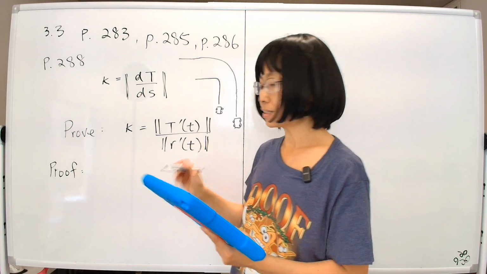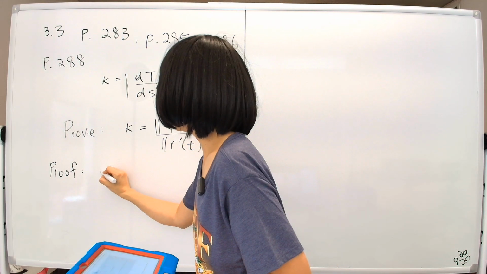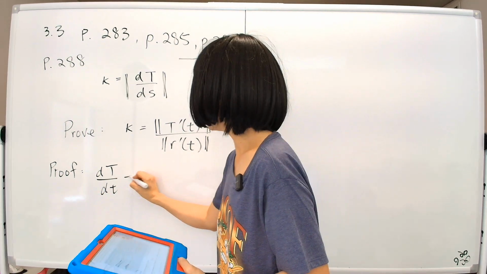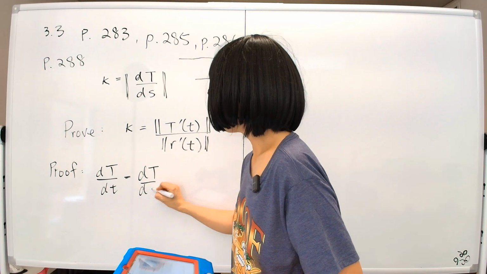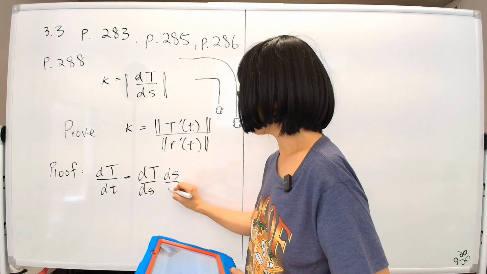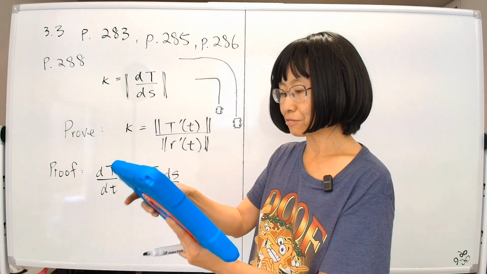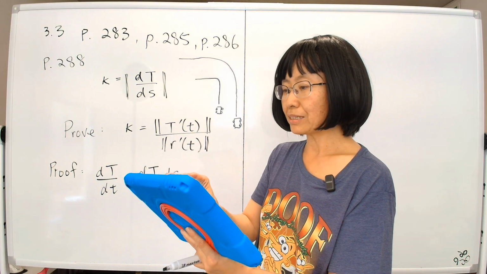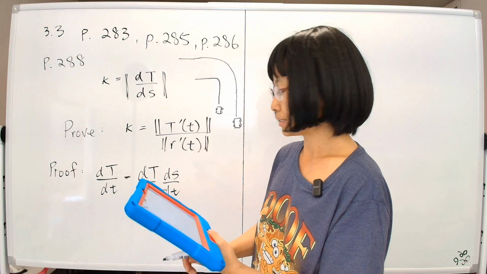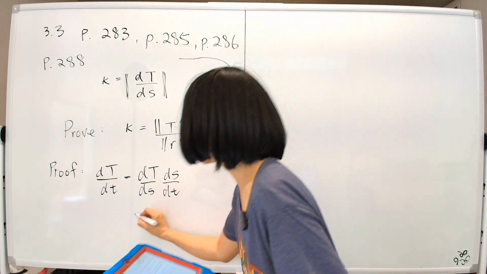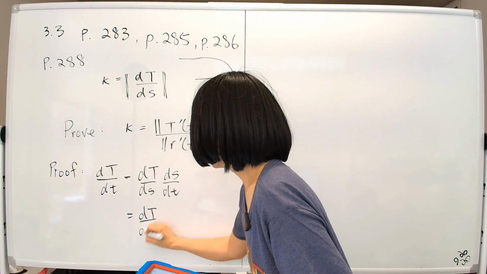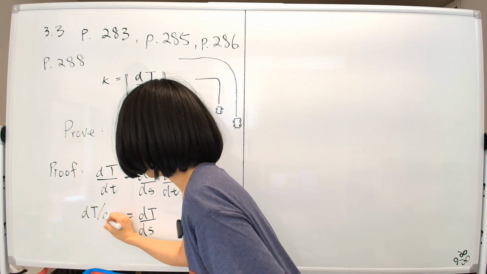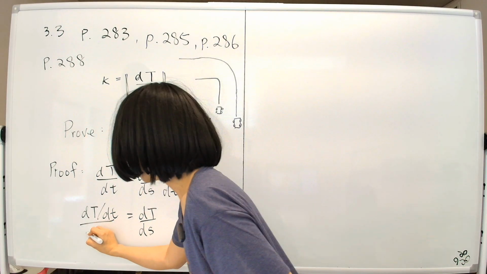To prove this theorem, first we start with the chain rule. By the chain rule, dT by dt equals dT by ds times ds by dt. This is the chain rule we mentioned earlier in the reminders, written slightly differently but the same concept. Then we divide both sides by ds by dt, and we get dT by ds equals dT by dt, big T by small t, divided by ds by dt.